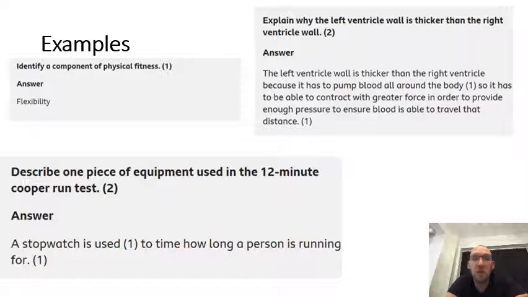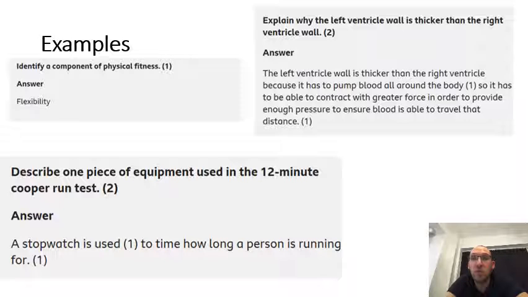Examples. Identify a component of physical fitness for 1 mark. Answer, flexibility. Describe one piece of equipment used in the 12-minute Cooper run test. So for 2 marks this is. So you need to get a stopwatch and then it is used to time how long the person is running. So it's giving me a piece of equipment, and then for the 2nd mark it states what the piece of equipment is used for.